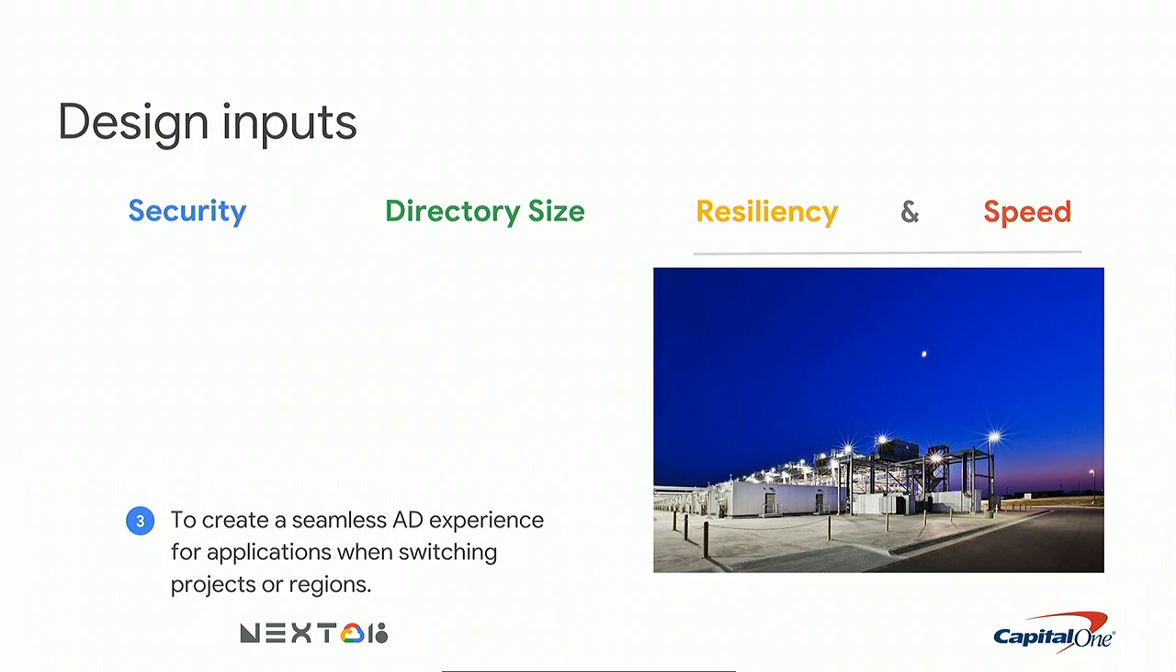To create a seamless experience for applications when switching projects and regions. A developer, application team, DevOps team, no matter what you call them, they should not need to know anything about AD sites or maintain different URL mappings. We even have application teams that don't even know it's Active Directory on the back end. When they need help, they ask, where's the LDAP team?